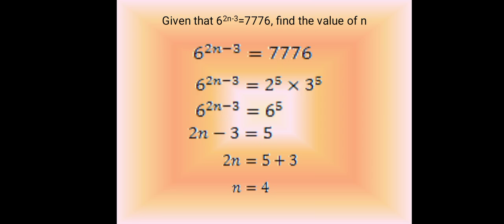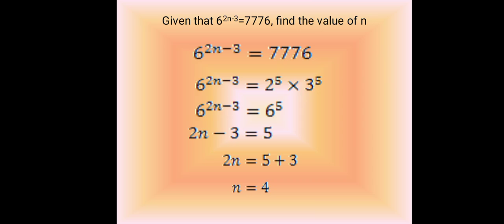on the other side let us also raise to the power of 6. So 2 raised to the power of 5 multiplied by 3 raised to the power of 5, is the same as 6 raised to the power of 5. Now we have the bases the same on both sides, which means that 2n minus 3 is equal to 5. Now let's solve for n.